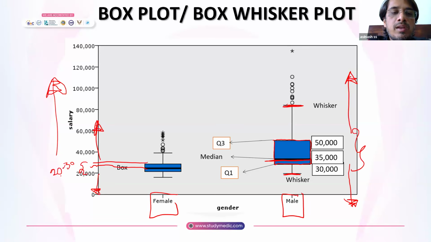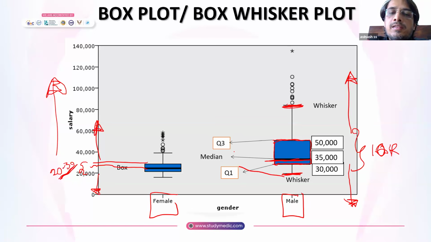So there is relatively very little variation in the salary drawn by women, and this is the interquartile range. The size of the square box represents the interquartile range. So the central line is the median, the upper line is quartile 3, the lower line is quartile 1. These are the whiskers, and the size of the square box represents the interquartile range.